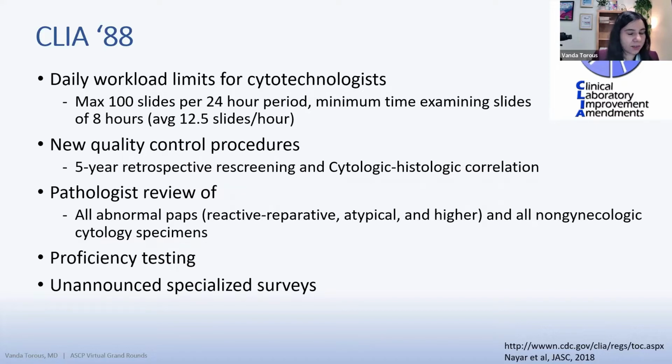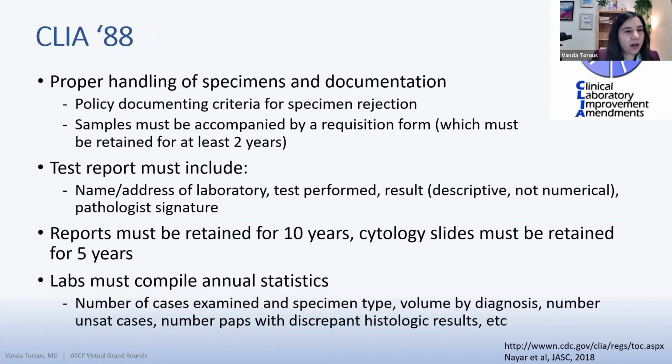There were also new quality control procedures that were put in place. This includes a 5-year retrospective rescreening, as well as the cytologic-histologic correlation mandates, which I'll go over. It also mandated that pathologists review all abnormal PAPs, which includes reactive, reparative, and above, as well as all non-gynecologic cytology specimens, regardless of diagnosis. So even negative thyroids need to be signed off by a pathologist. There were some mandates for proficiency testing, also unannounced specialized surveys. These are to assess for competence.